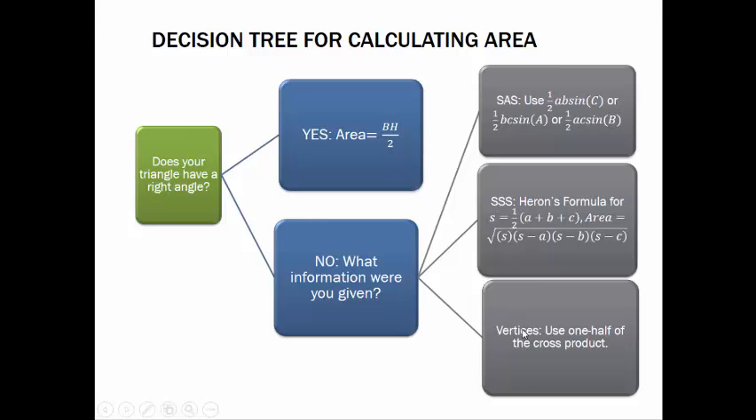If you have the vertices, 3 points of a triangle in space or in a plane, then the cross product is helpful. So the cross product, when you form vectors with 2 of the sides of the triangle, you can take the cross product and you'll take 1/2 of the absolute value of the cross product. And those are useful methods for finding the area of a triangle. So these 2 decision trees were just really to summarize what we have discussed in trig recently. Thank you.